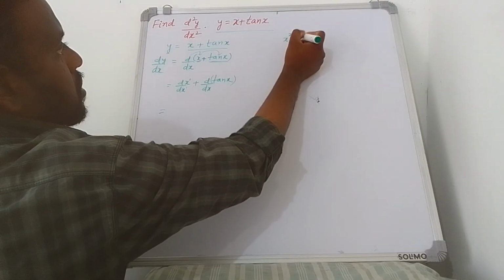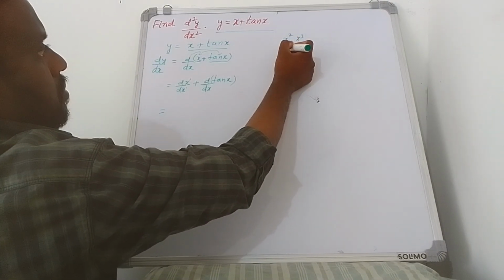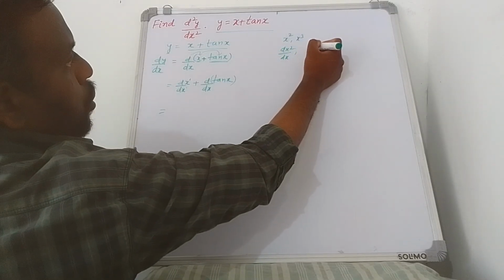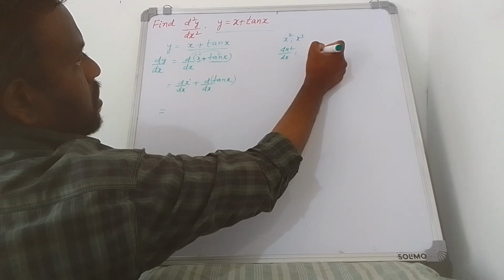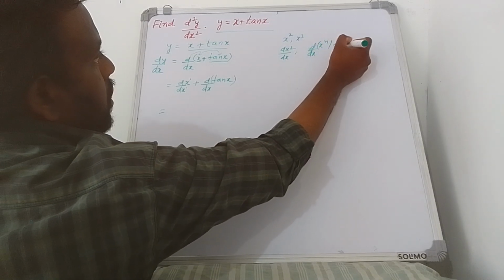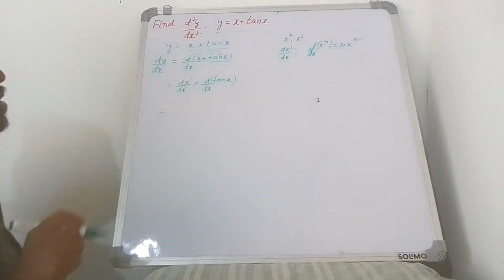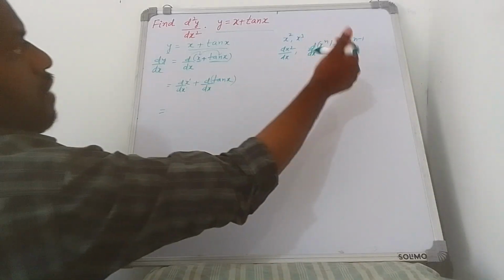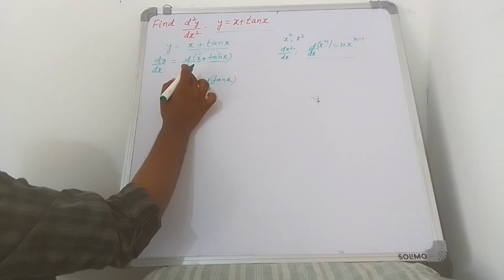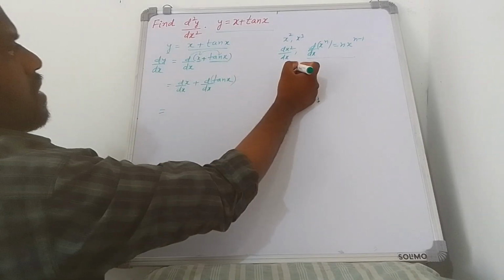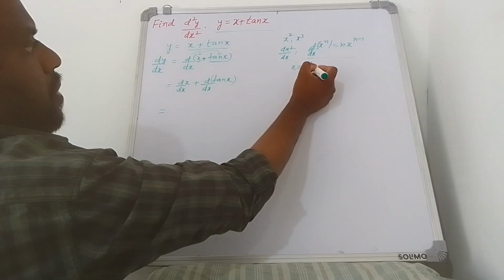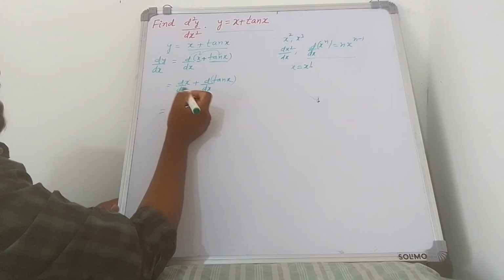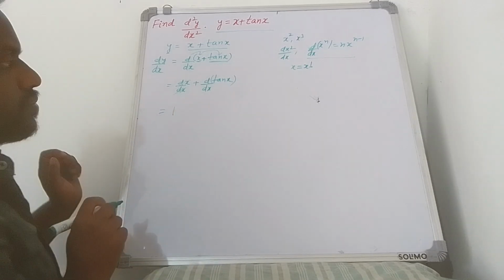Sometimes they will give x square, x cube. So that time if you want dx square dx and all, we have to use the power rule: d by dx of x to the power of n is equal to n into x to the power of n minus 1. When the power of x is not 1, that time you have to use this formula. Here the power of x is 1. Just x means x is equal to x to the power 1. When the power of x is 1, in case of this dx by dx, we can cancel dx, so we can keep 1 directly.